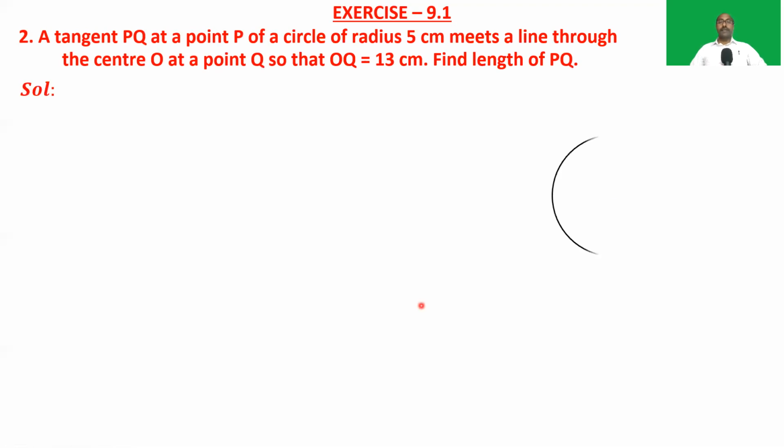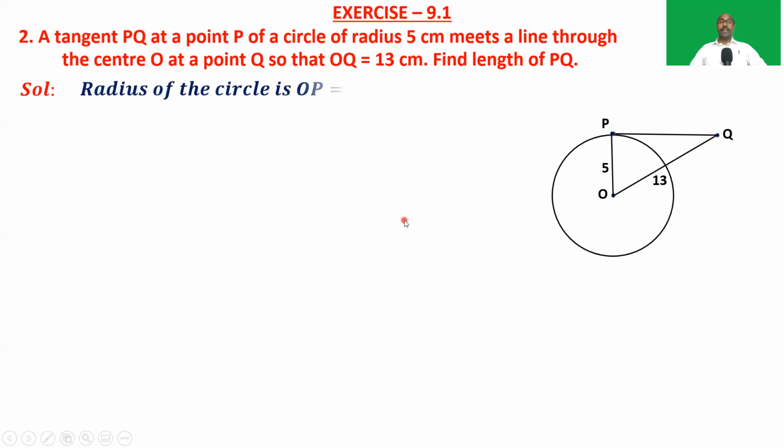So here we have the circle with center O, and PQ is the tangent where P is the point of contact, and the radius of the circle is given that OP is 5 centimeters, and the distance between O and Q is 13 centimeters, and we have to find the length PQ. That is the length of tangent drawn from Q to the circle where it meets the circle at P.